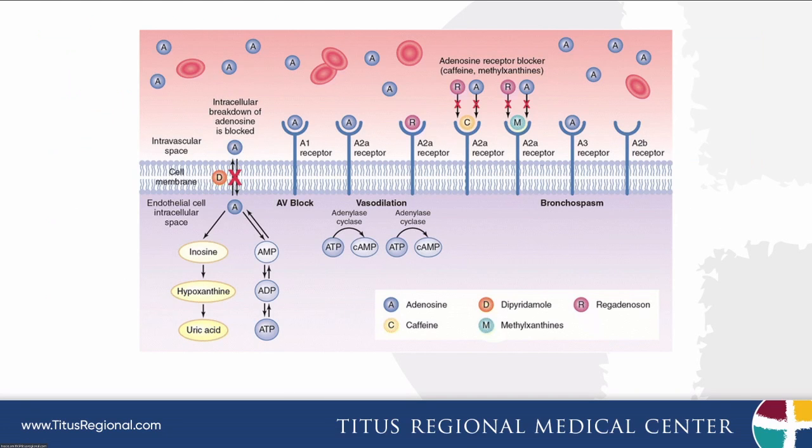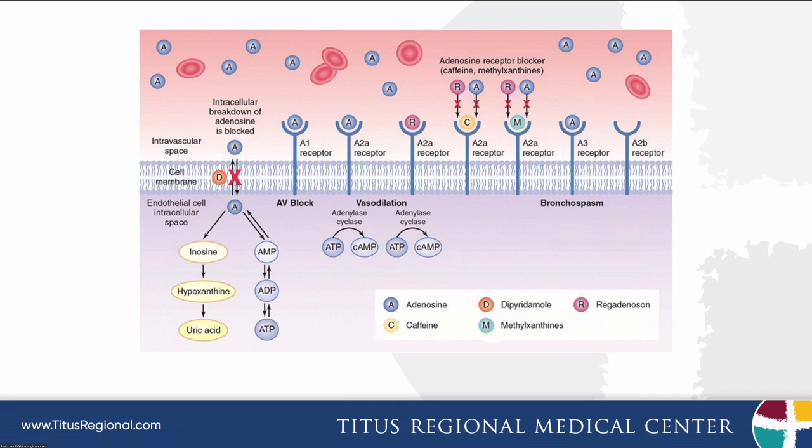Now, Lexiscan, adenosine, and persantine are all fairly similar. They all bind to adenosine receptors that are located on the cells lining the blood vessels that go to the heart, the coronary arteries. And so on the endothelial surface are many of these receptors, and by binding to these receptors, they cause the artery to dilate.